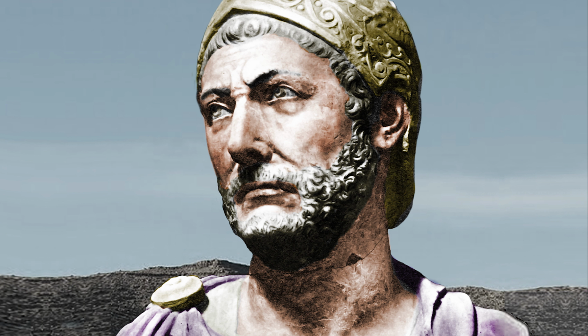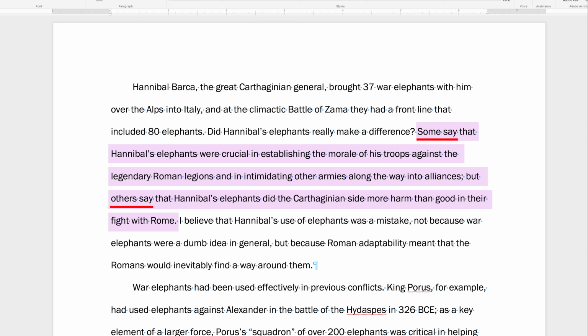But if your question were, was Hannibal Barca a good general? Well, there you could make a case from the evidence either way. People could argue that for days. So after our statement of the problem, we show that there are different possible positions to show that this is a valid and useful question to explore.